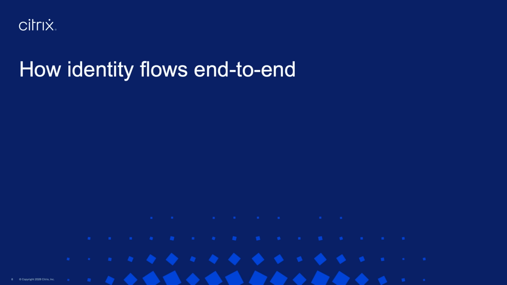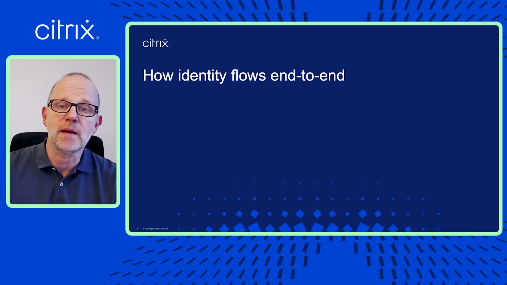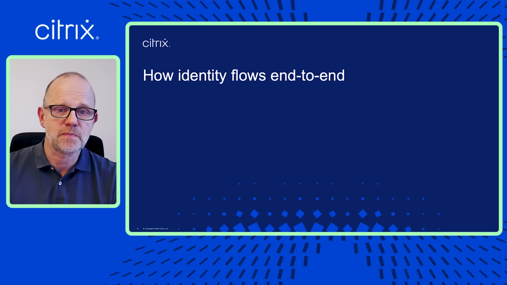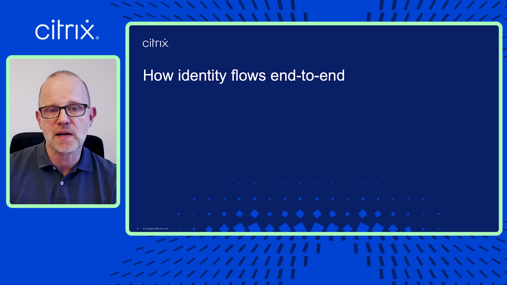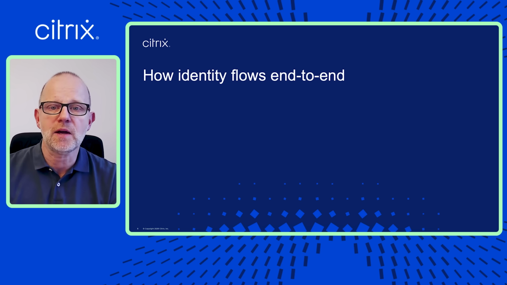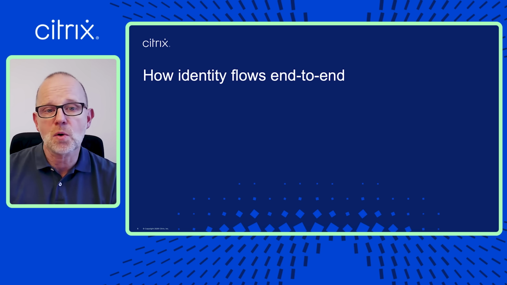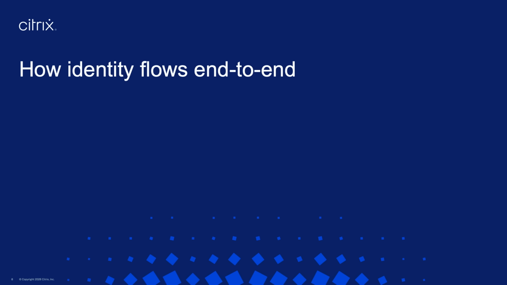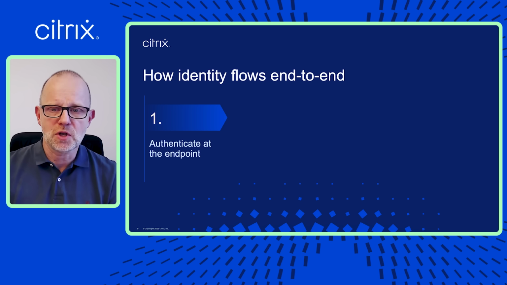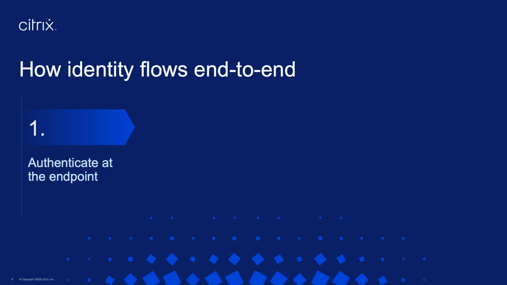With Citrix Unicon OS, on the endpoint, we enable a frictionless end-to-end experience. With a streamlined identity flow, from the moment a user signs in, all the way to applications and the browser, all without repeated authentication. We start with the identity at the endpoint. Users authenticate directly into Citrix Unicon OS using a configured authentication provider. Multiple factor authentication and conditional access are also enforced right here, at the very first touchpoint.